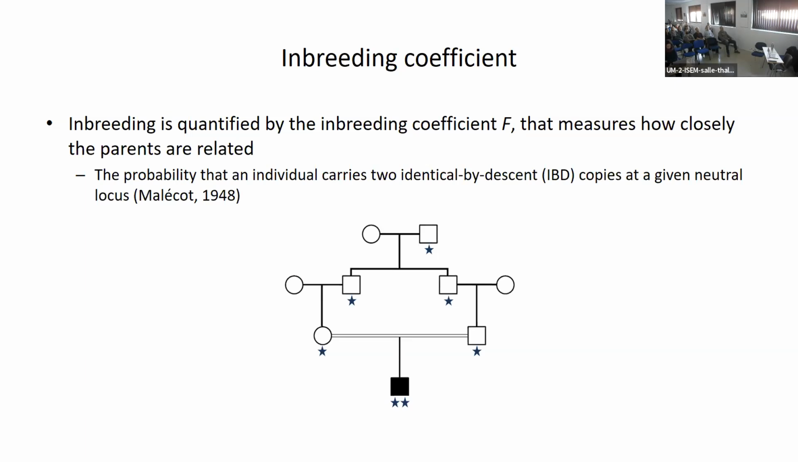Inbreeding can be quantified by the inbreeding coefficient. It measures how closely related the parents are, and here is one of the two classical definitions: the probability that an individual carries two identical-by-descent copies. Identical by descent means that, for instance, you inherit twice the same allele from the same ancestor, through two different parents. Because these two alleles come from the same ancestor, they are IBD.